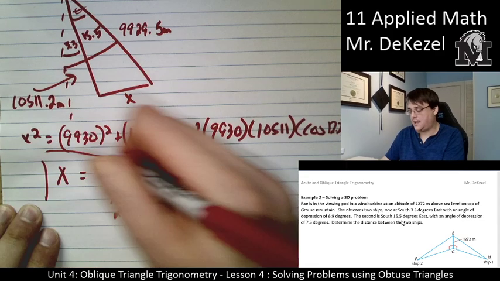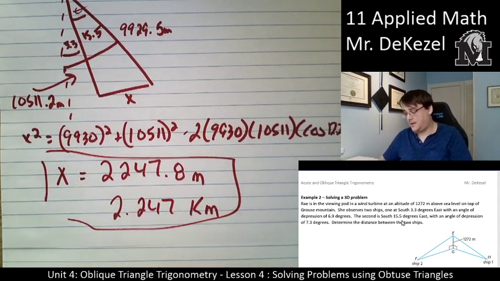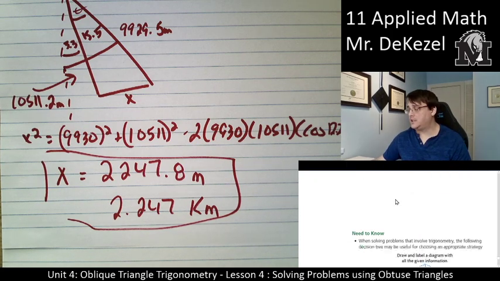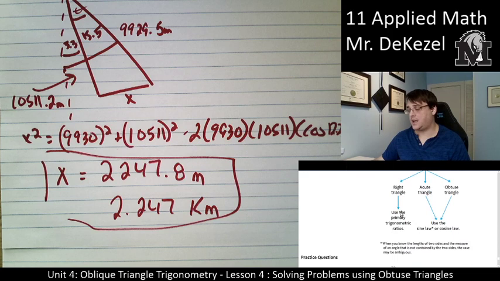And again, that answer makes sense. It's nothing too crazy. It's similar to the 9 kilometers and 10 kilometers that we've been dealing with so far. So there we go.